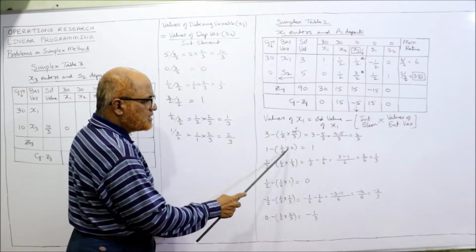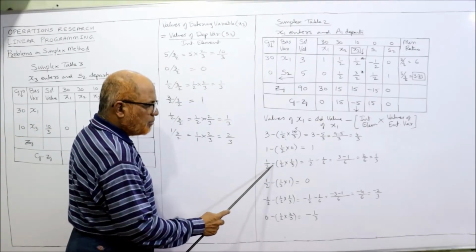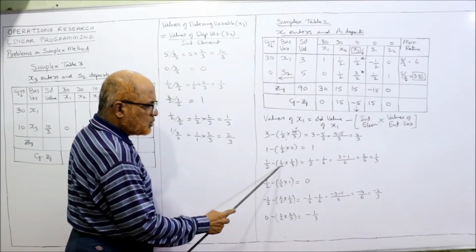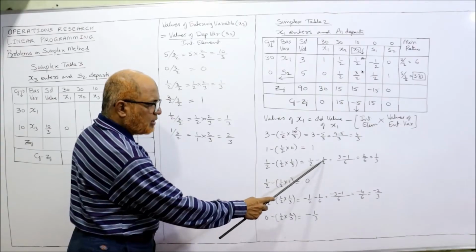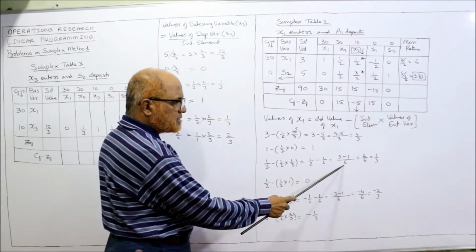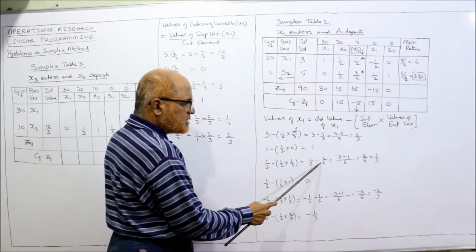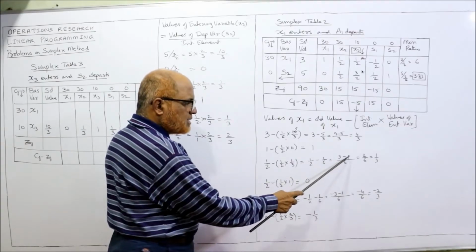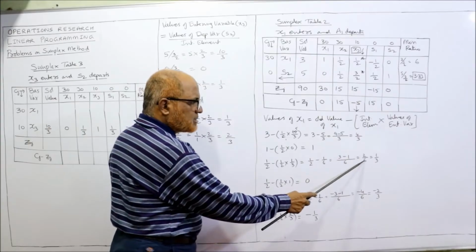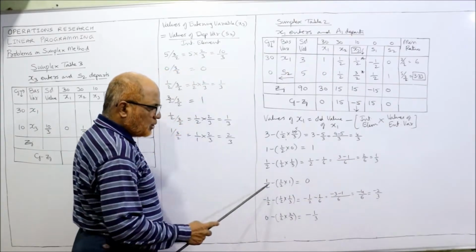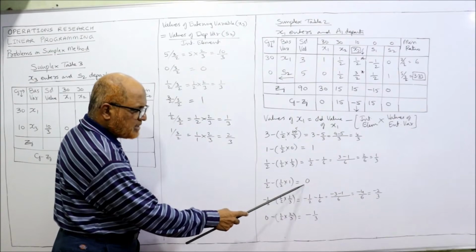Similarly, 1 minus 0 is 1. 1 by 2 minus 1 1s are 1, 2 3s are 6. 1 by 2 minus 1 by 6. LCM is 6. 2 how many times to cut 6? 3 times. 3 1s are 3. 6 how many times to cut 6? 1 time. 1 1s are 1. So 3 minus 1, 2 by 6, or we can take 1 by 3. So half minus half will be 0.